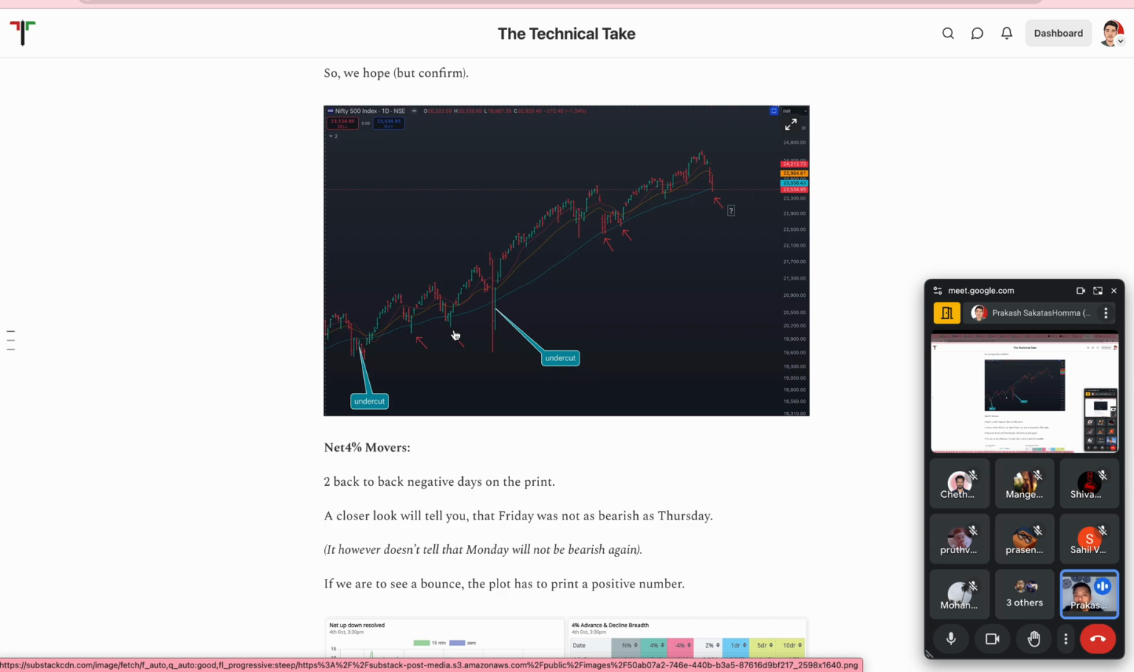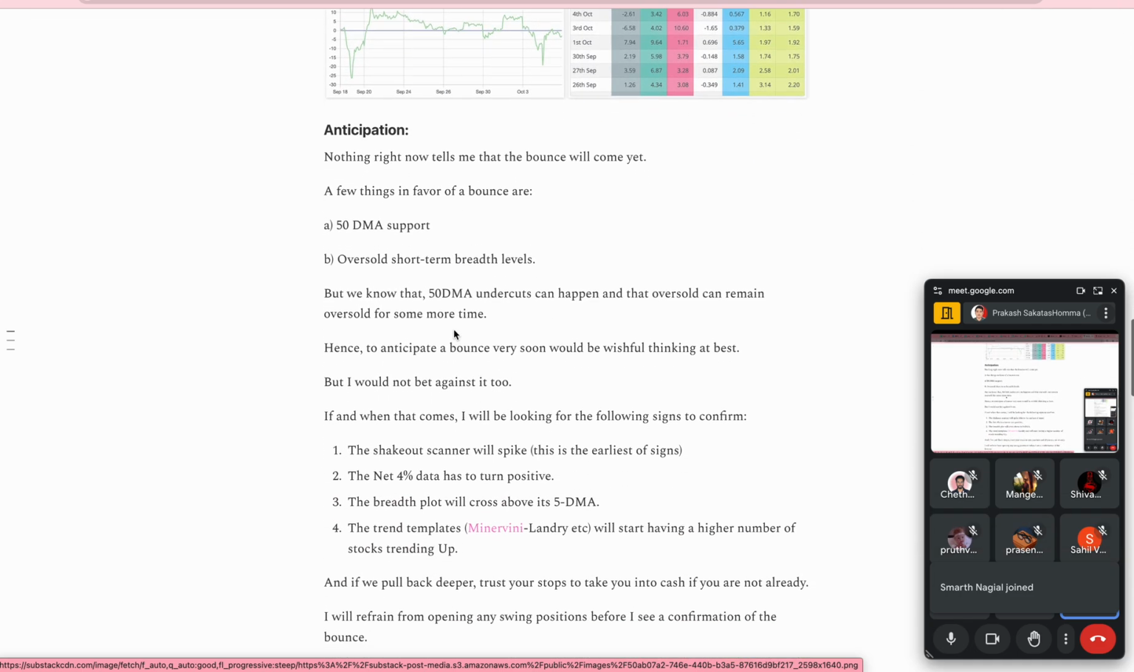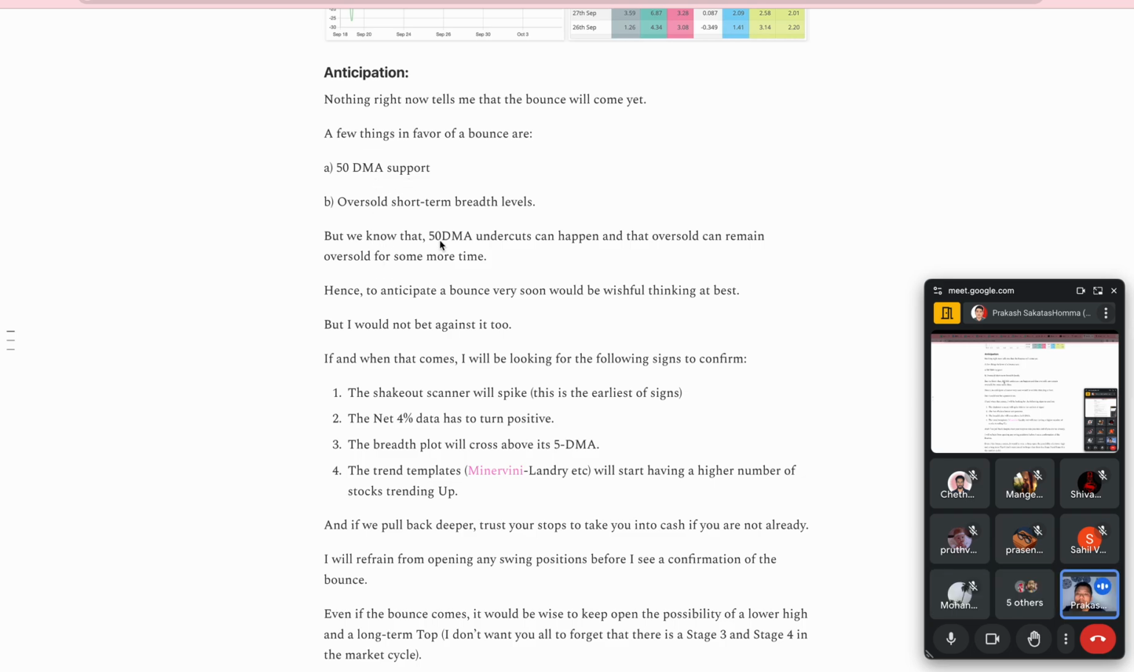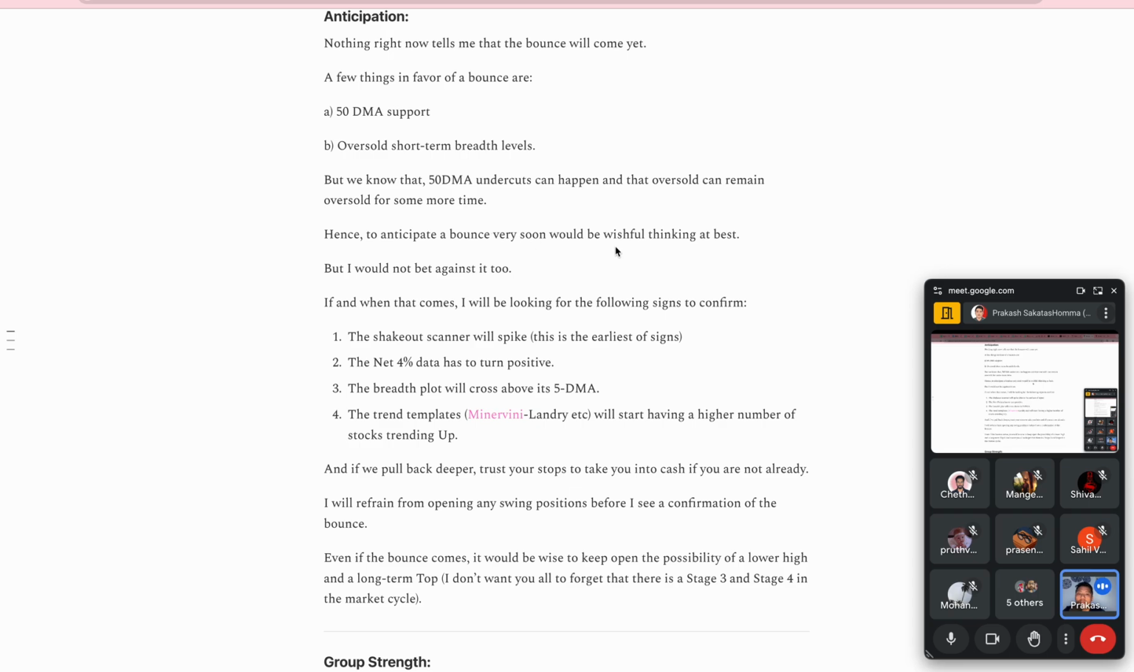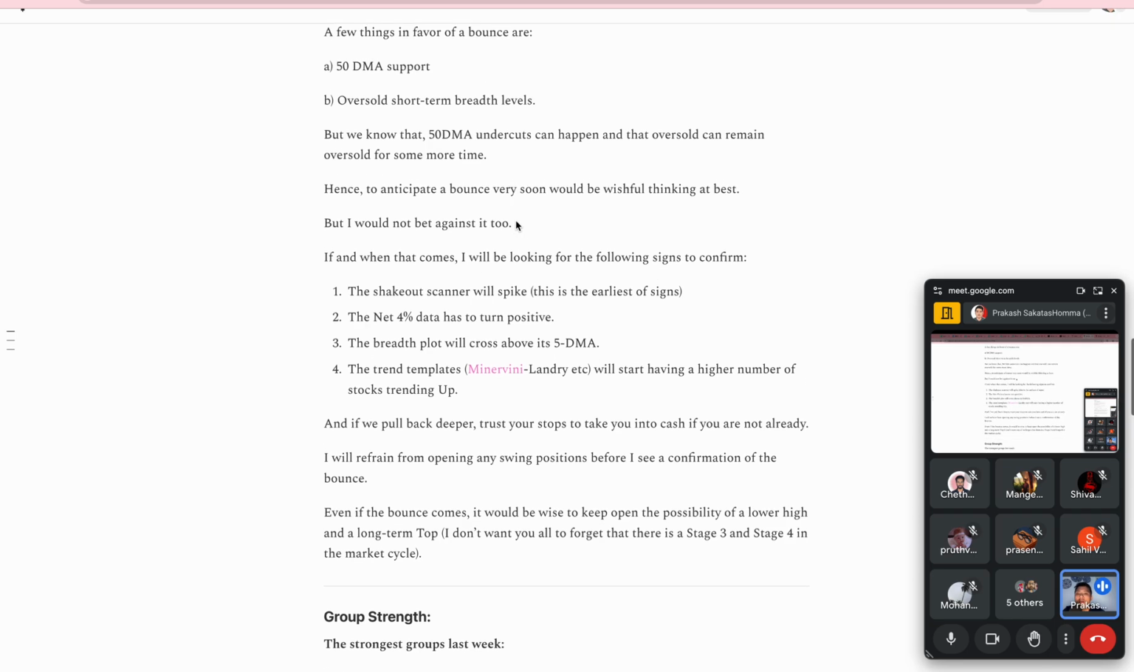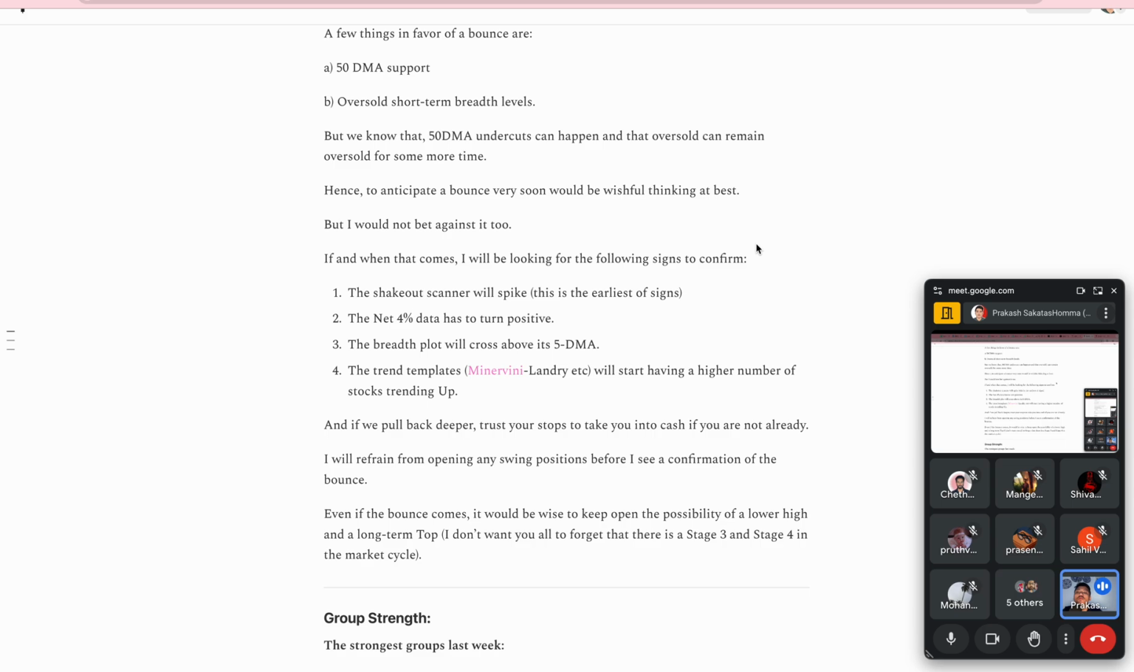Now the most common mistake when people say that 50 DMA is a support is that they are very precise about it, like taking a scale, and if price comes even slightly lower, they say the 50 DMA is broken. It is not like that. 50 DMA undercuts can also happen, and from previous instances we know that, and oversold can also remain oversold for some time. And in fact, by Friday we were very near the oversold short-term breadth levels. So to anticipate a bounce very soon would be wishful thinking at best, but I would not bet against it either. But at the same time, this is what I said: once the bounce comes, right?